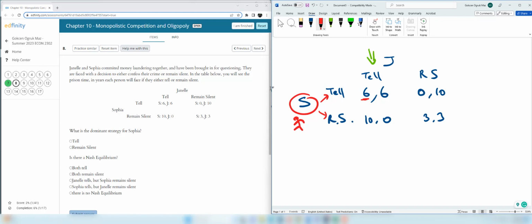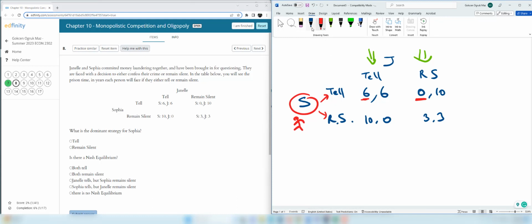Now, we know that Janelle has another option too, so we need to find Sophia's best response if Janelle remains silent. If Janelle remains silent, I can tell and go free, or I can remain silent and get 3 years. So free is better than 3 years. Therefore, the best response for Sophia if Janelle remains silent is to tell. Now let's find the same best response payoffs for Janelle.